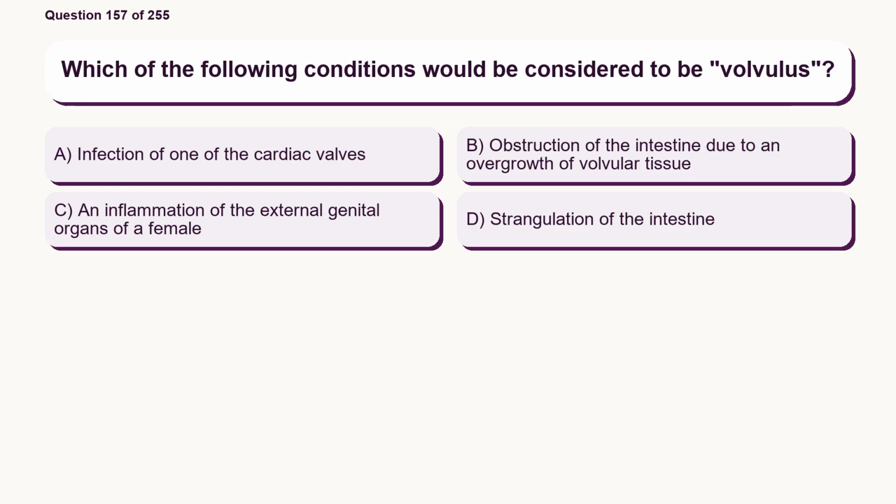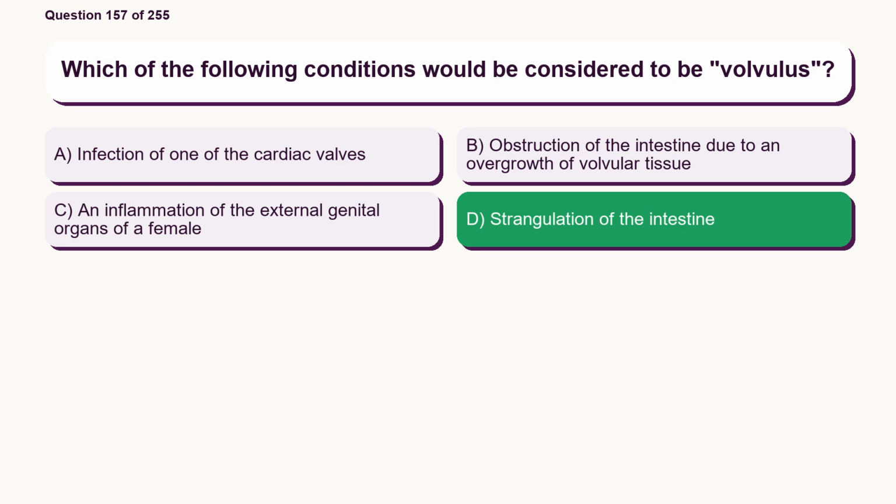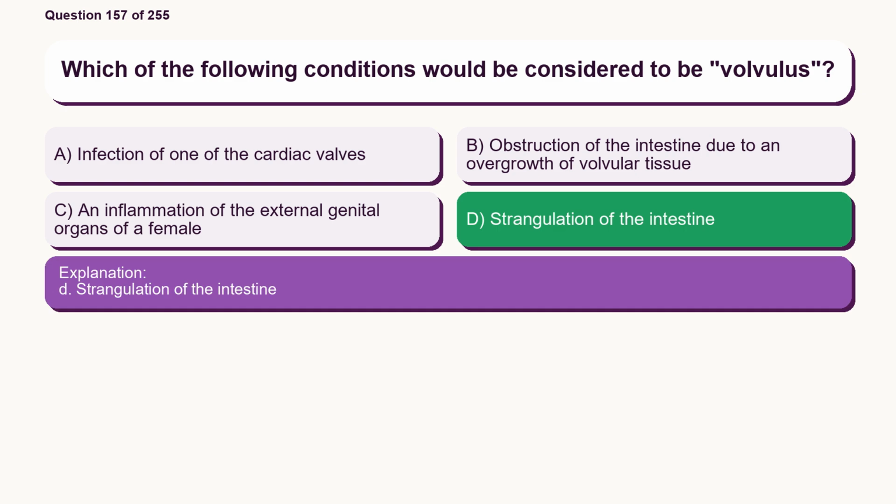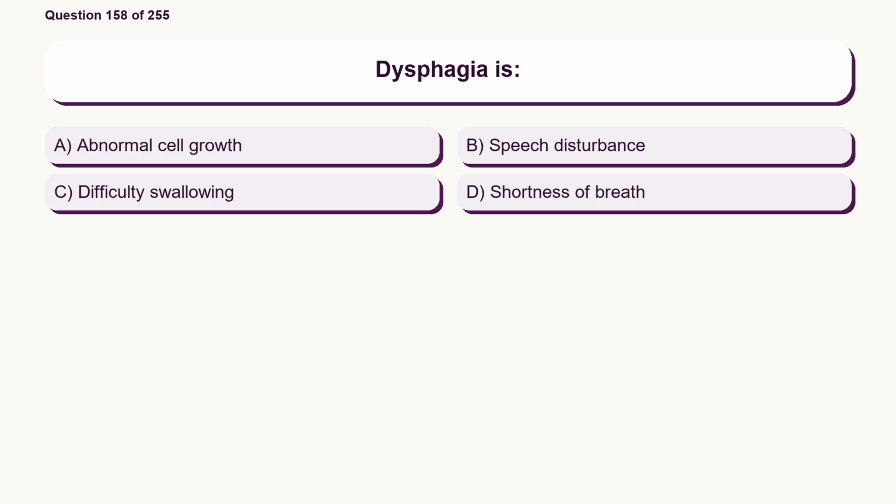Question 157. Which of the following conditions would be considered to be volvulus? Option A. Infection of one of the cardiac valves. Option B. Obstruction of the intestine due to an overgrowth of valvular tissue. Option C. An inflammation of the external genital organs of a female. Option D. Strangulation of the intestine. The correct answer is option D. Strangulation of the intestine. D. Strangulation of the intestine.